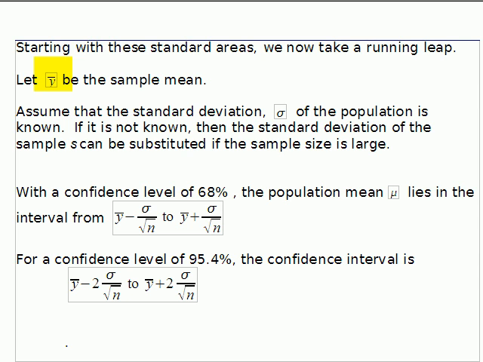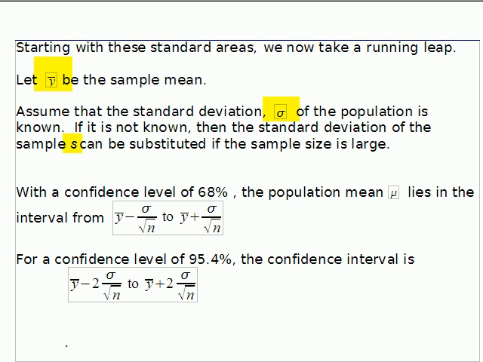So y bar is going to be a sample mean. And let's assume, we have to assume, that the standard deviation of the population is known. However, if it is not known, then the standard deviation of the sample can be used if the sample size is large enough. So here we're going to use a normal distribution and look at z values, because we're assuming either one, we know the standard deviation of the population, or the sample size is large enough that we can use the standard deviation of the sample instead of the standard deviation of the population.